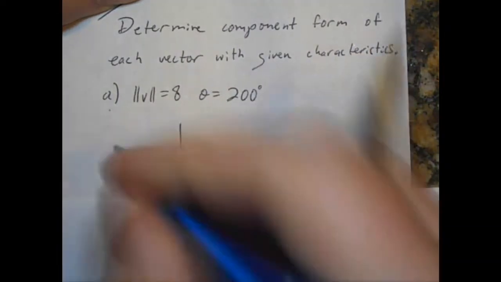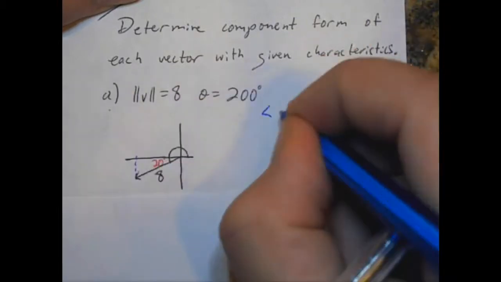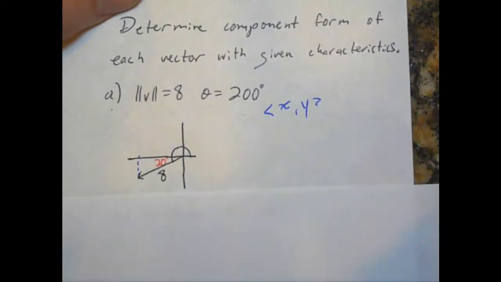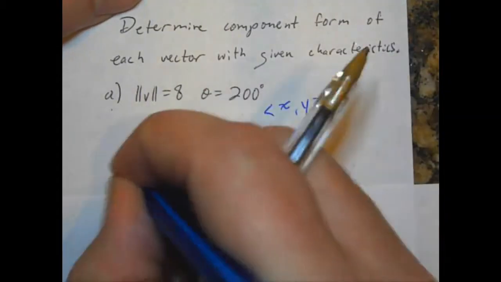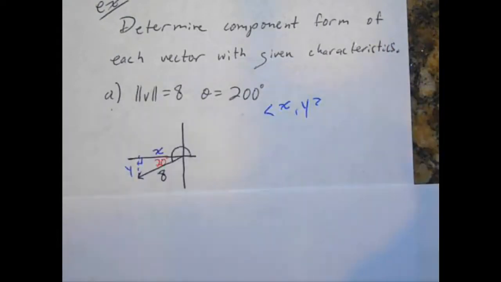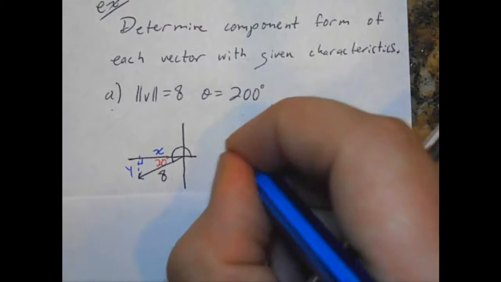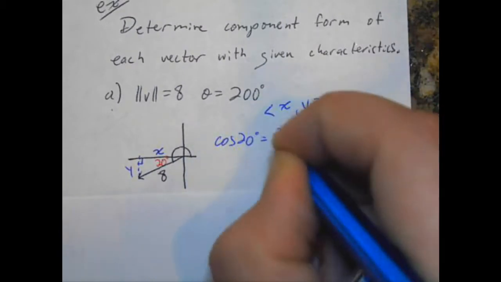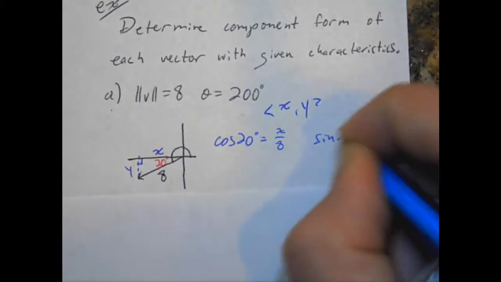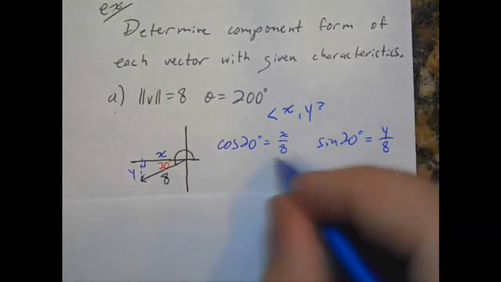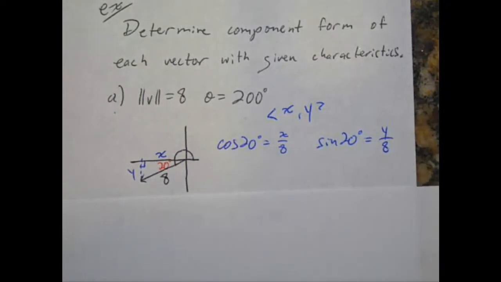If I draw my triangle, because component form is x comma y, I want to know how far I went in the x direction and how far I'm going in the y direction. Well, in order to do that, we can just use right triangle trig again, because that's a right angle right there. So in order to find the x, I can say cosine of 20 degrees is adjacent over hypotenuse, and to find the y, I have sine of 20 degrees is opposite over hypotenuse. Multiply by 8 in both of them. So we have 8 cosine 20 and 8 sine 20. And I'll enter that in my calculator.